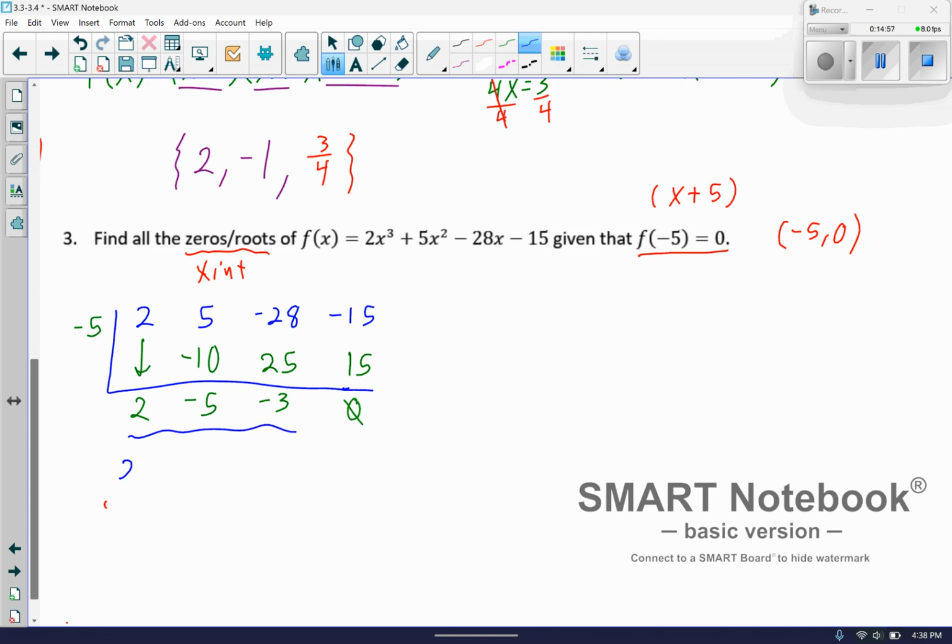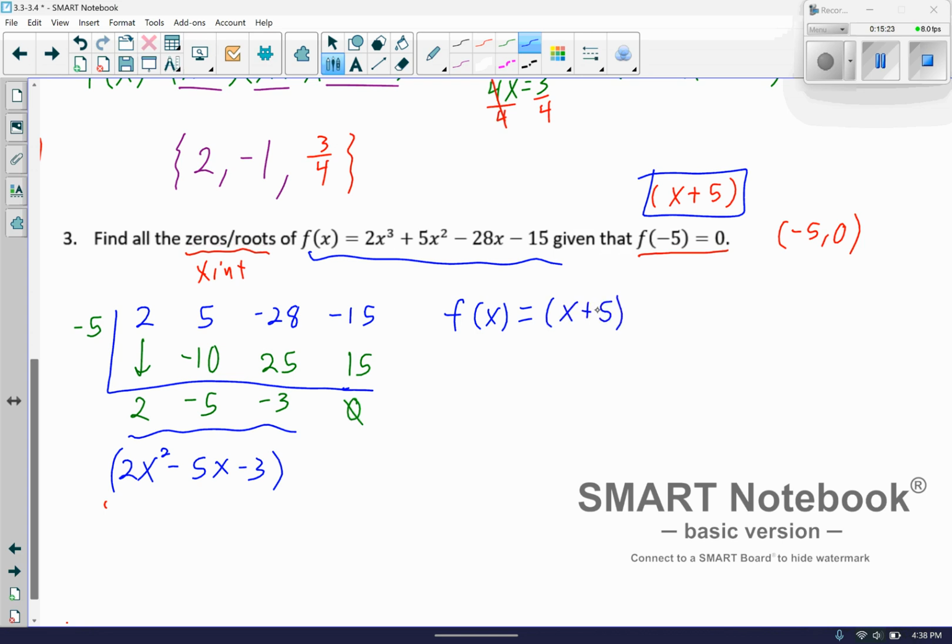Okay, so what we've done so far, I'm going to take this and rewrite this as a polynomial. So 2x squared minus 5x minus 3. So what I've done is I've actually essentially factored this into two pieces. So let me go ahead and write that down. So we're going to have f of x equals, and so this written as a factor is this right here. That's my divisor. That's what I basically divided the function by, x plus 5. And the quotient that we got was 2x squared minus 5x minus 3.